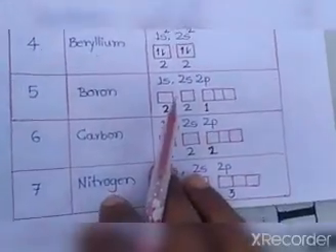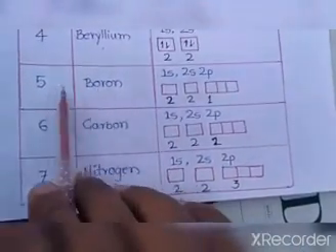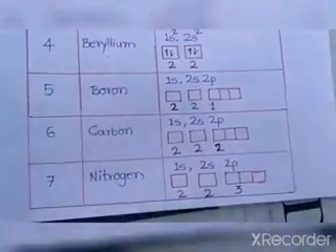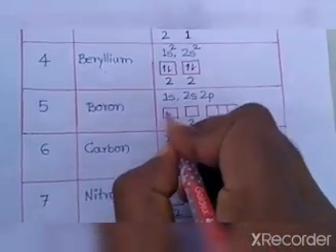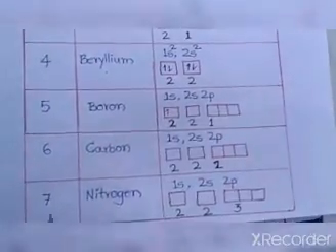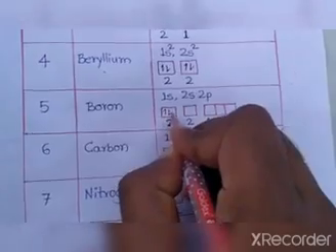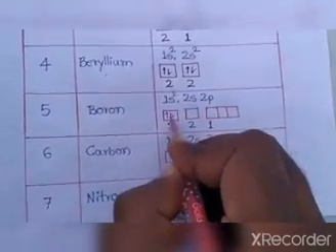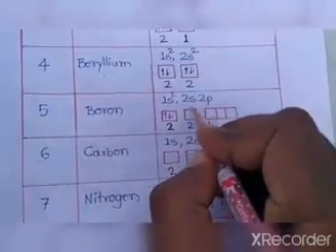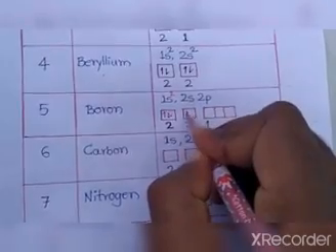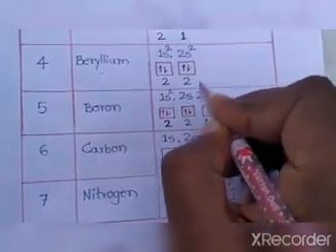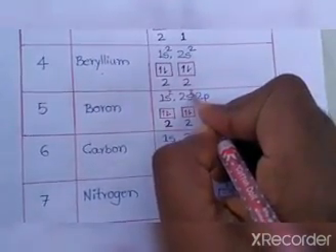Okay, next is boron, student. Atomic number 5 means it has 5 electrons. Here the first electron will fill the 1s. The second is also 1s, so it is 1s2, with 2 electrons occupied in 1s. Next, the third electron will fill the 2s, and the fourth also fills the 2s, so its configuration is 2s2.